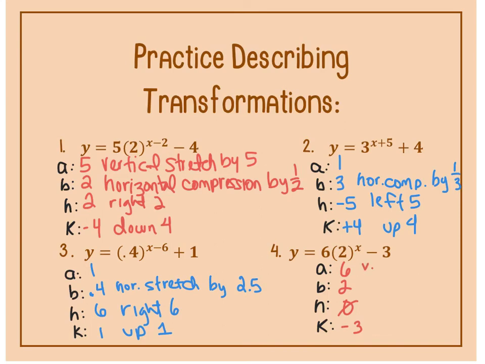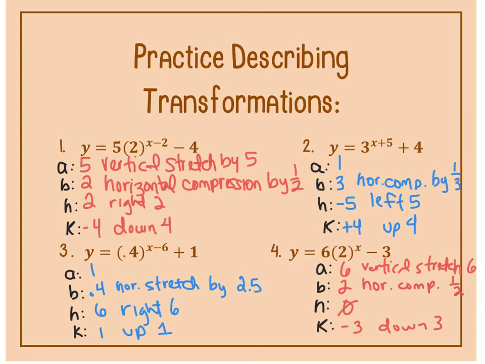A caused a vertical stretch of 6. B caused a horizontal compression. And we take the reciprocal, so it's 1/2. H is 0, so it did not move left or right at all. And K is -3, so the graph went down 3. Okay.